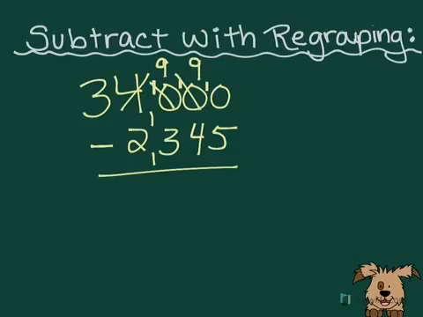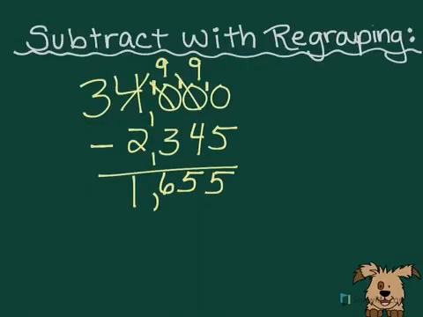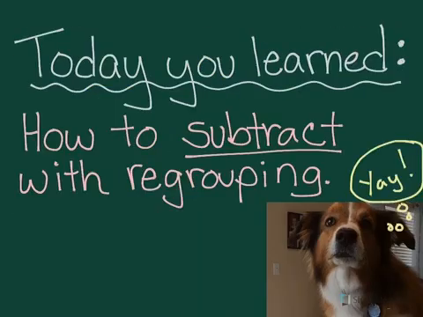Now, 10 minus 5 is 5. 9 minus 4 is 5. 9 minus 3 is 6. 3 minus 2 is 1. My final answer is 1,655. The exact same thing I got when I used my place value drawings. Today, you learned how to subtract with regrouping.